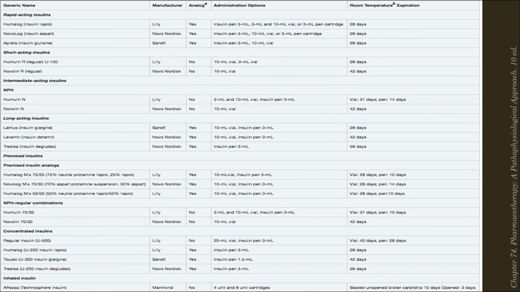So this chart is very detailed. This is right out of DiPiro, but really what I want you guys to do is just get familiar with the medications on this chart. This is pretty much an exhaustive list of the insulin formulations that are available. In the first column, you'll see the generic name of the insulin. The other column that I really want you to pay particular attention to is the expiration date at room temperature. So you'll see how long that insulin should last, usually once it's opened at room temperature.